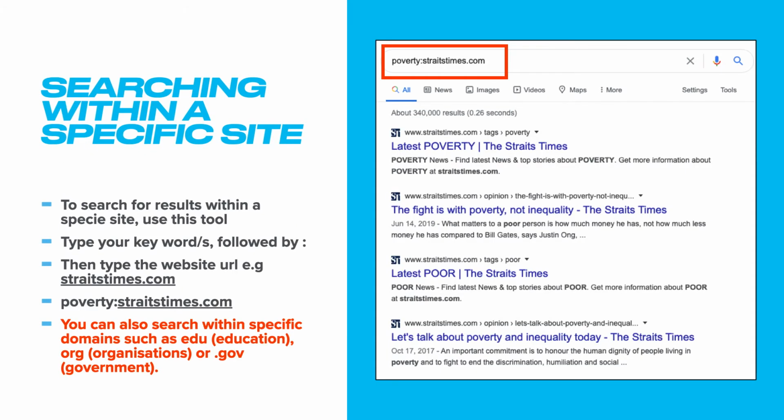Okay, this one's a great one if you know some good websites, or if you want to search within, say, a news site, or you want to go to something like National Geographic, or even something like water.org. When there's a lot of pages within a particular website, you can look for something within the website.